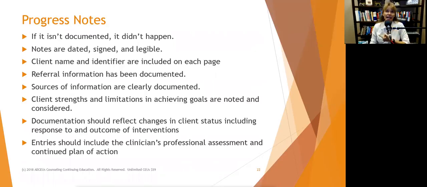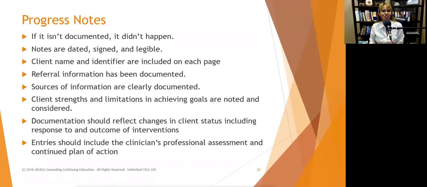Notes are dated, signed, and legible. Client name and identifier are included on each page. Referral information has been documented. Sources of information are clearly documented. Client strengths and limitations in achieving goals are noted and considered. So as the client goes through, if we see that they've got some strengths that are really helping them in one area, we want to note that.